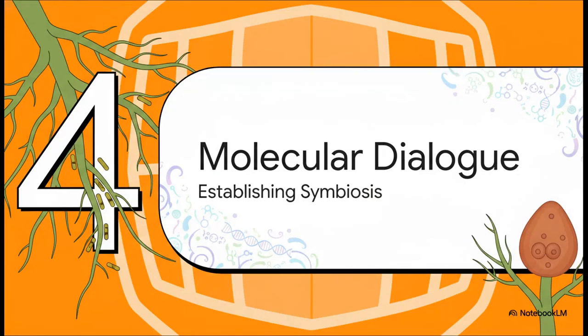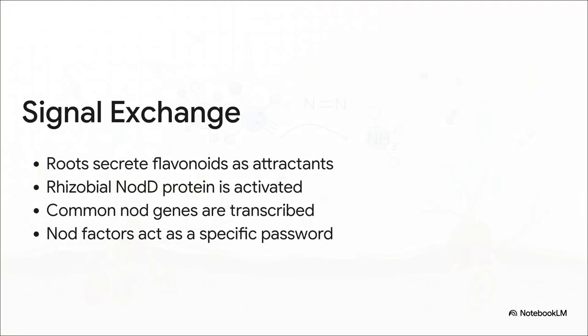Section 4. The molecular dialogue. How exactly do they establish this symbiosis? When nitrogen is scarce, host plants and bacteria have to negotiate this complex partnership without triggering the plant's aggressive immune system. It acts like a highly secure, diplomatic chemical handshake.